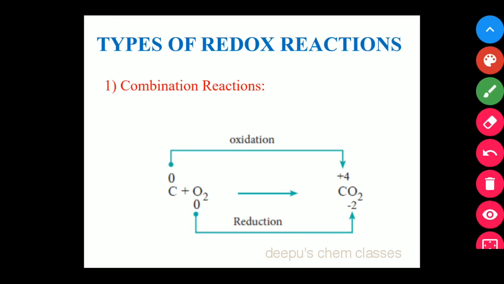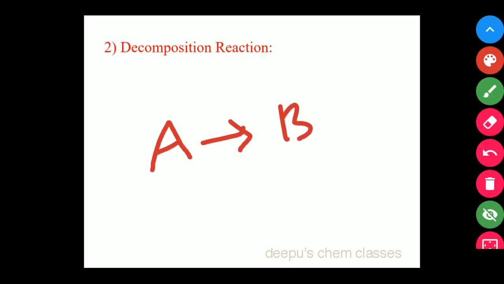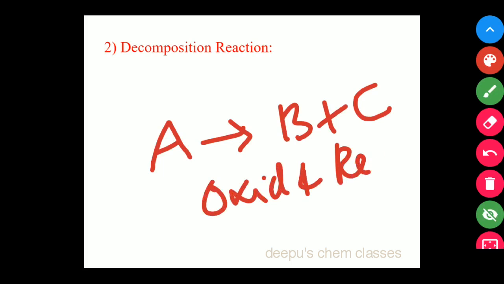Let us see the second type of redox reaction, that is the decomposition reaction. We know very well that decomposition is nothing but the breaking down of a single compound into two or more compounds. That is called a decomposition reaction. The main condition here is that if it accompanies both oxidation and reduction, then it is a decomposition redox reaction.